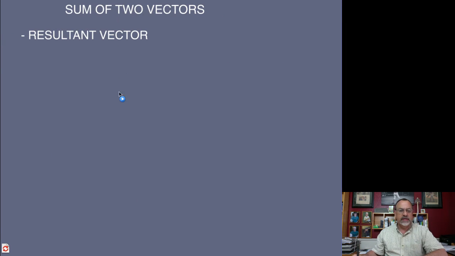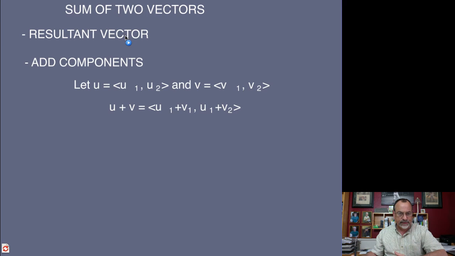Real quickly, we're going to look at adding two vectors. When you add two or more vectors together, the sum is called the resultant vector. This is a term you're going to hear quite a bit, especially in word problems. They're going to ask you, what's the resultant vector? It's simply the adding of two or more vectors. In order to add vectors, you simply add the components. You add the a component of one to the a component of the other, and then the b component of one to the b component of the other.